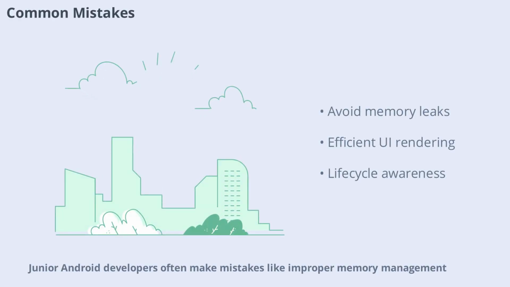Junior Android developers often make mistakes like improper memory management, inefficient UI rendering, and neglecting lifecycle awareness. Avoid static references to context, use RecyclerView for lists, and leverage ViewModel and LiveData for data handling. Regularly profile your app, optimize network calls, and follow best practices for architecture and testing. Learning from common mistakes accelerates growth and improves code quality.